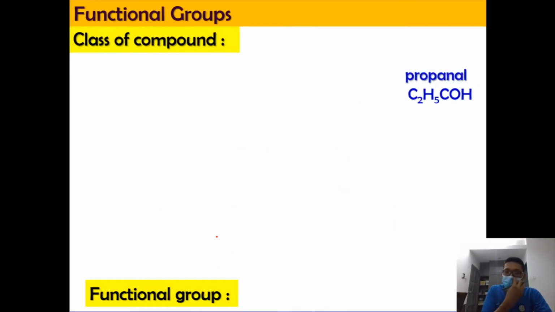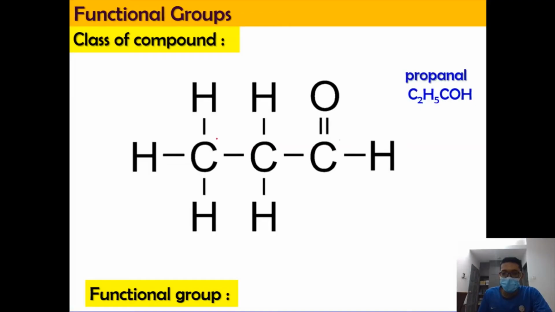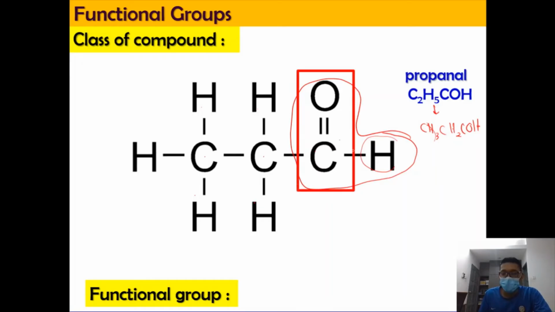All right. Now moving on, we now have propanal, which is C2H5CHO. It can also be written as CH3CH2CHO, where the CH3 here refers to CH3, then CH2, then C double bond O with H. What is distinctive here is the C double bond O attached with hydrogen. Everything here is the functional group, which refers to the carbonyl group.